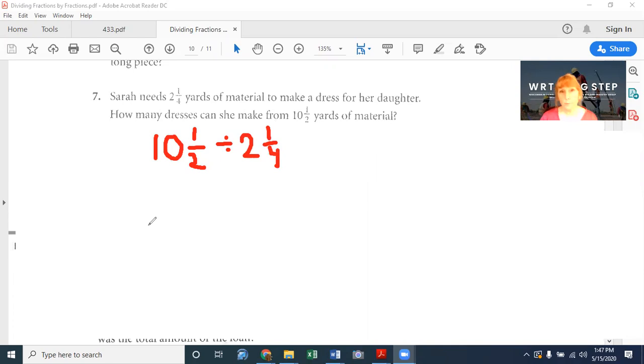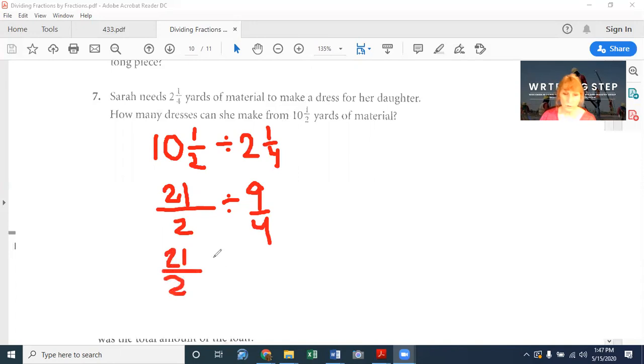We have to change our mixed numbers into improper fractions. So 10 times 2 is 20 plus 1, 21 halves, whole number times the bottom plus the top. I'm just going to leave it division for the moment so we don't get confused. 2 times 4 is 8 plus 1 is 9, 9/4. Now I'm going to do my keep change flip. 21 over 2 is going to stay 21 over 2. Division is going to change to multiplication, and I'm going to flip 9/4 to 4/9. And now I'm going to cancel, because I see that some things will cancel.